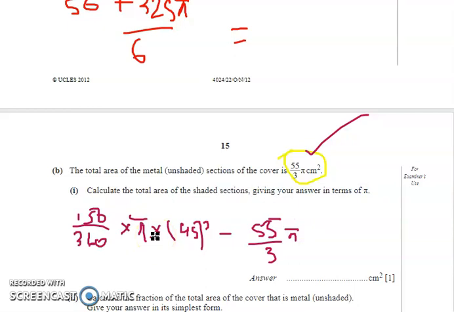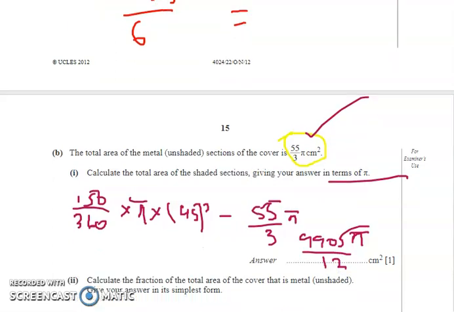So 150 upon 360 multiplied by pi multiplied by 45 square, that gives me 3375 upon 4 pi. ठीक है, pi in the numerator, and then we will do minus 55 upon 3 pi. So since it's saying give your answer in terms of pi, so the answer comes out to be 9905 pi over 12. All right, calculate the fraction of the total area of the cover that is metal, that is unshaded.